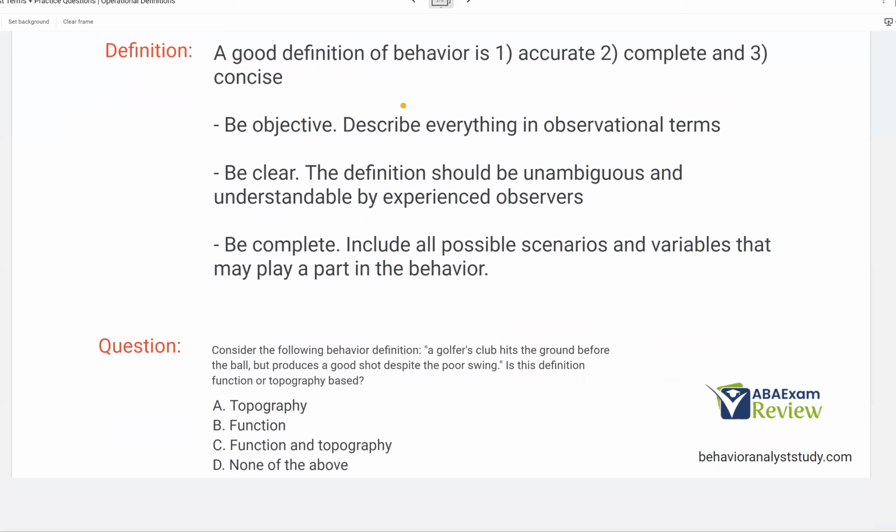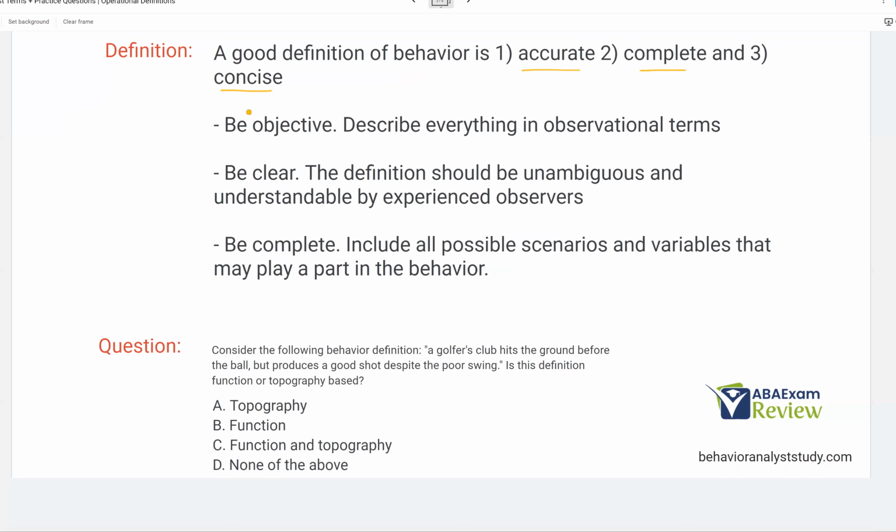So getting into the actual definitions, right? We've chosen our behavior, we've chosen our function, and now we want to define it in a way that we can measure and change that behavior in a socially valid way. So a good definition of behavior, first and foremost, is accurate, complete, and concise. Now, some people will say objective, clear, and complete. The point being is you've got to be very systematic in your definitions of behavior. Take your time writing behavioral definitions.